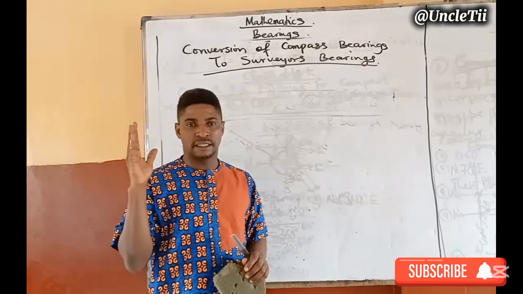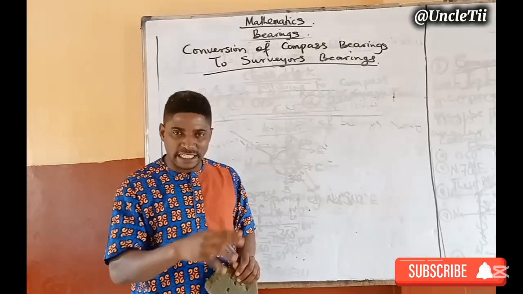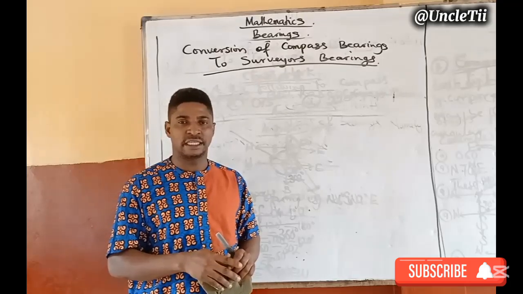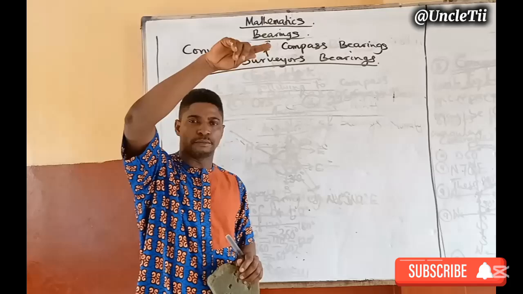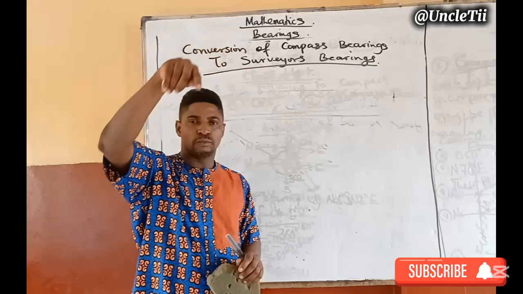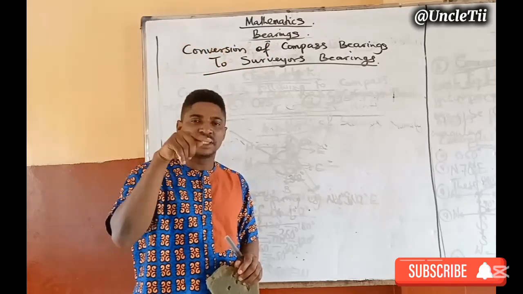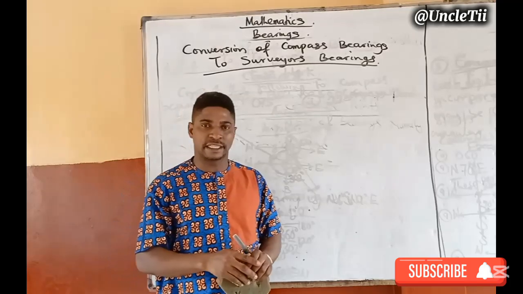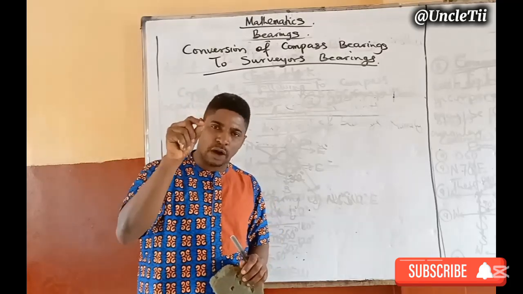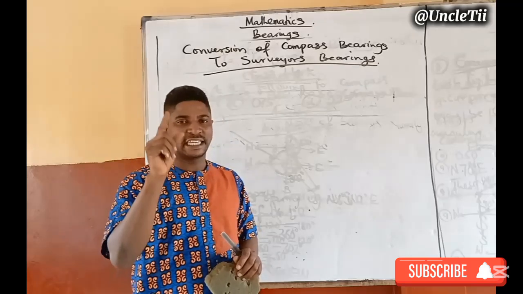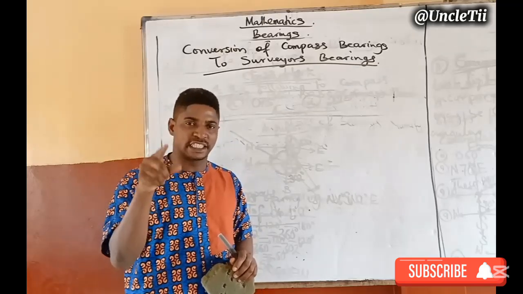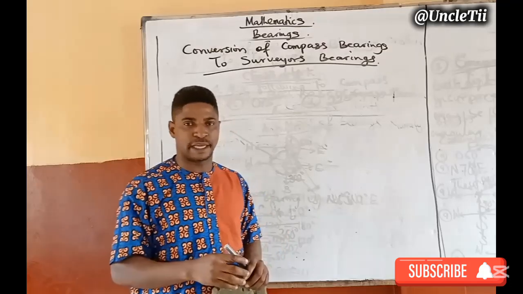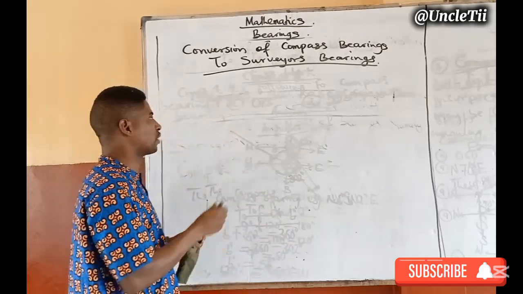Illustrate the given compass bearing in a diagram bearing the four cardinal points. Then move from the north clockwise until you get to the straight line that defines the compass bearing. Whatever space you have covered in degrees is the surveyor's bearing, the 3-digit bearing that is equivalent to that compass bearing. Let us take two examples quickly.